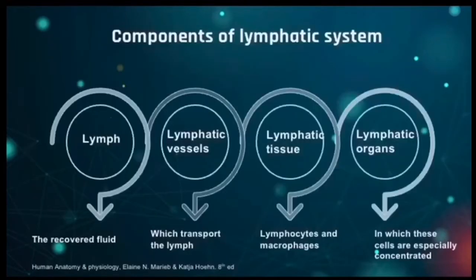The lymphatic system consists of the lymph, which is the recovered fluid, the lymphatic vessels, which transport the lymph, the lymphatic tissue, which contains the lymphocytes and macrophages, and the lymphatic organs, in which these cells are especially concentrated.